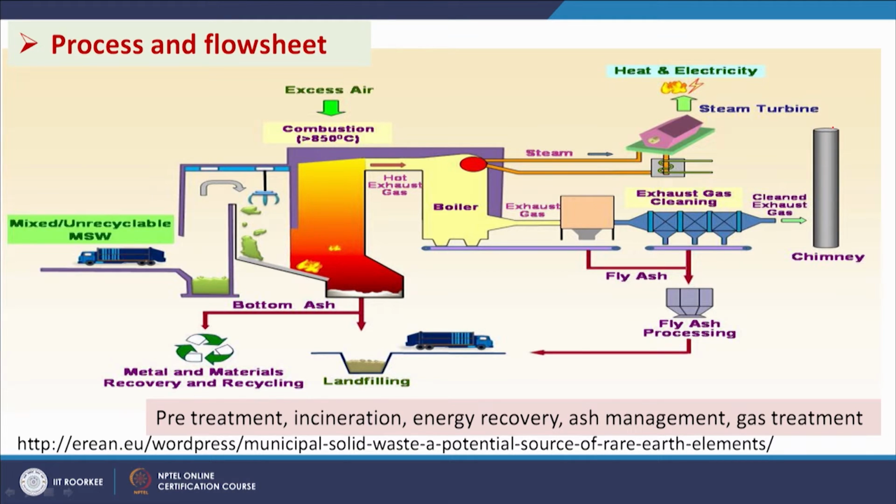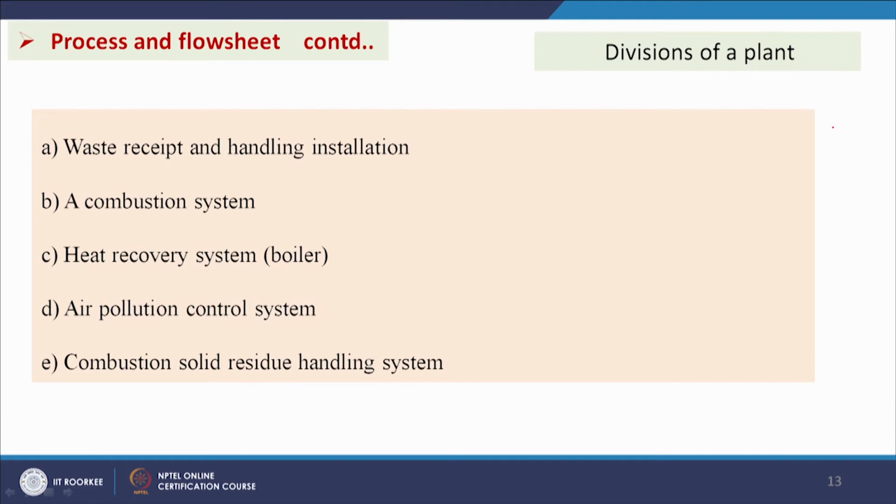So, this is the process for the incineration method and it has different parts. This incineration plant has different parts like, say, waste receipt and handling installation, then a combustion system, a heat recovery system, air pollution control systems and combustion solid residue handling system.